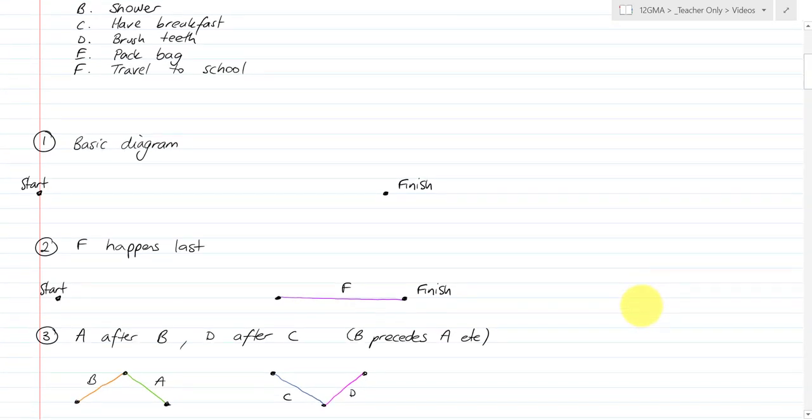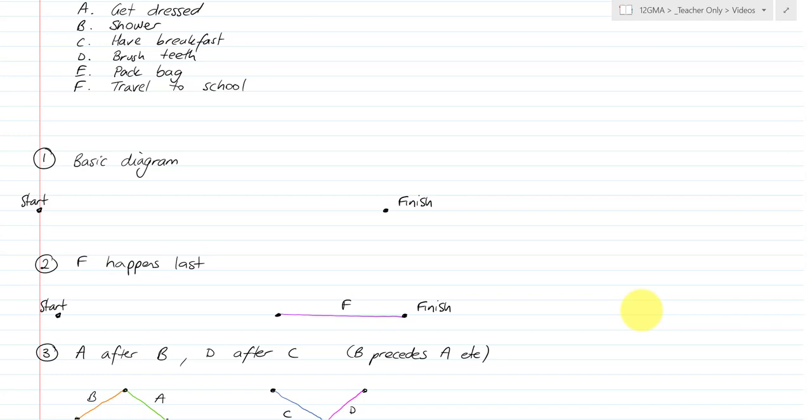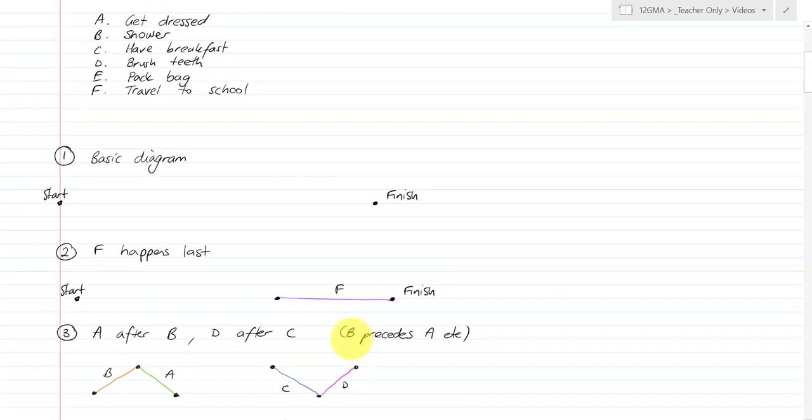A has to happen after B. So obviously if you get dressed first and then have a shower, that's going to cause you some issues. So B has to occur before A. And equally, you would like D to occur after C. You'd like to have breakfast and then brush your teeth. That would make sense. And again, you might argue with me on that, but I'm going to say it would make sense. So we've got these parts of the network, B to A and C to D.